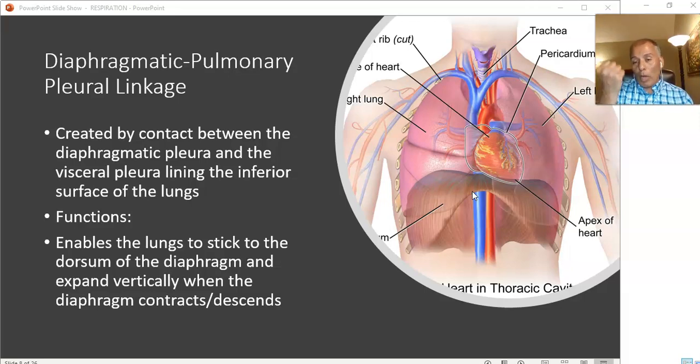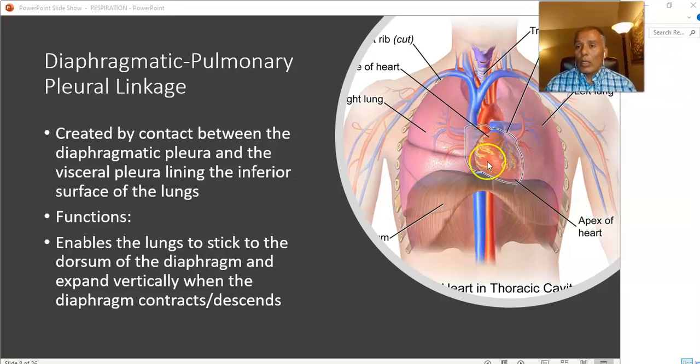Now the bottom is stuck to the diaphragm. So whenever the diaphragm goes down, it will pull the lungs with it. This is needed only for inhalation. Okay. Now suppose that you have this diaphragmatic pulmonary linkage working well. So the diaphragm will contract. When it contracts, it goes down. You need to expand the volume. So the diaphragm contracts to descend, and it will create greater volume.